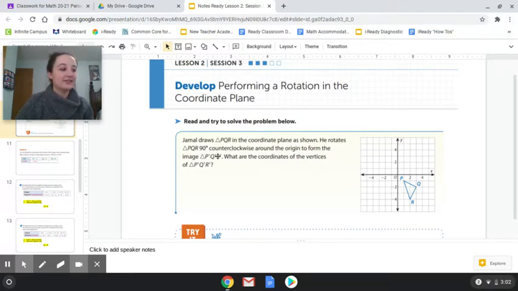Now, because it's 90 degrees counterclockwise, that means that for each of these 3 points, we take the x and y value, flip them so that the x is now the y and the y is now the x, and then your original y value is going to become its opposite.